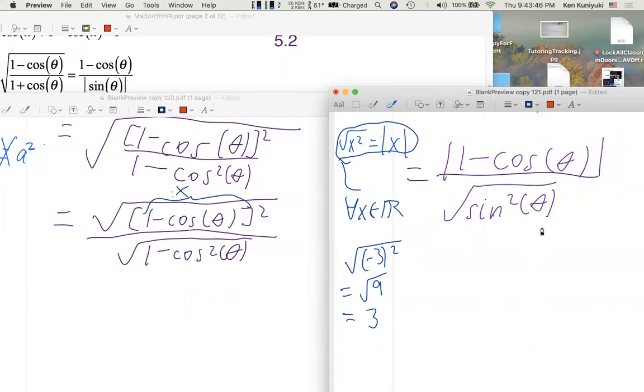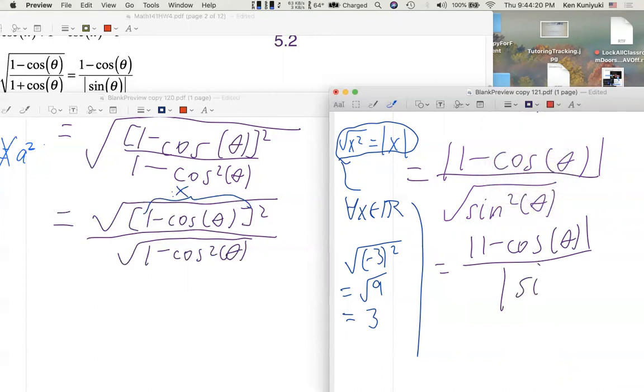Questions? So that explains the absolute value on the top. But eventually they're removed. I'll explain that in a moment. So this equals the absolute value of 1 minus cosine of theta, all over, once again, the absolute value of sine of theta, where sine of theta takes on the role of x.